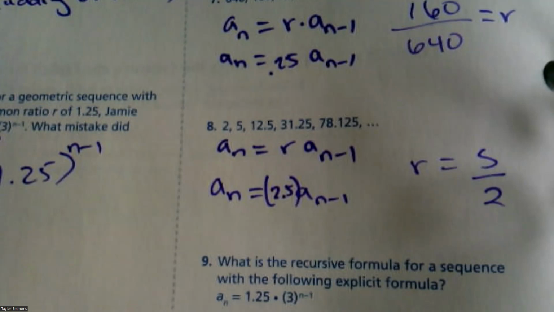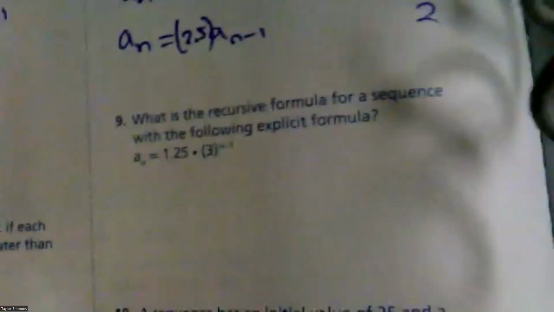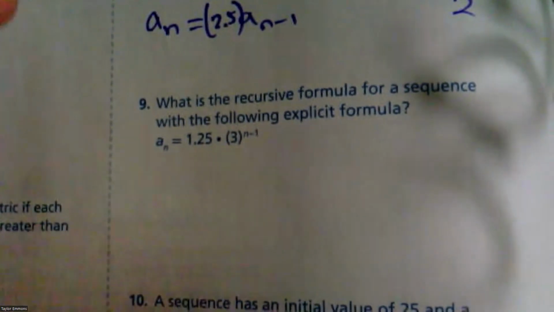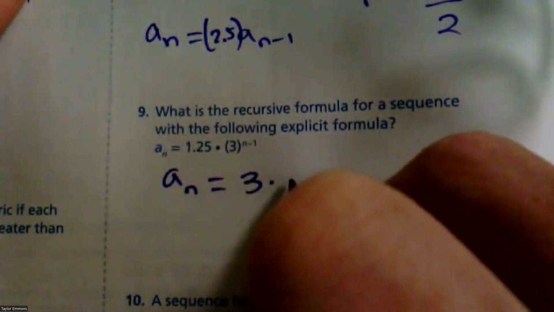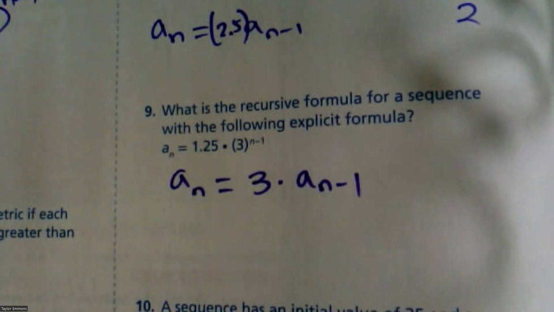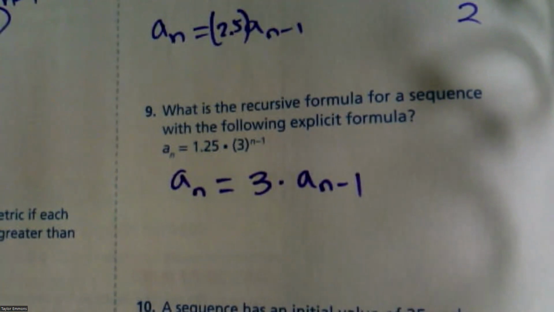Okay, on the next one, it gives us the explicit, but we want to write the recursive. So what is my rate on this one? 3. So we're going to plug that in, and we're going to keep the rest of it the same. You add those apostrophes between the word and 5, right?